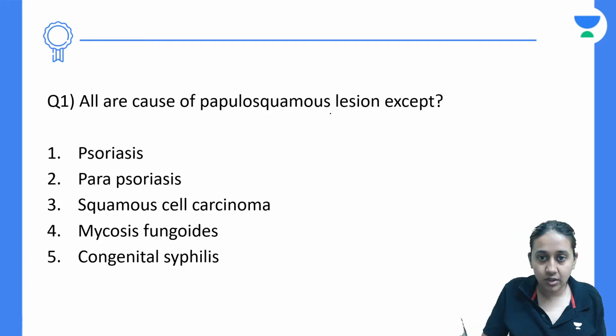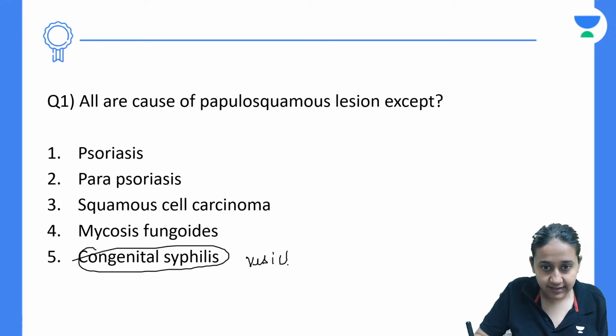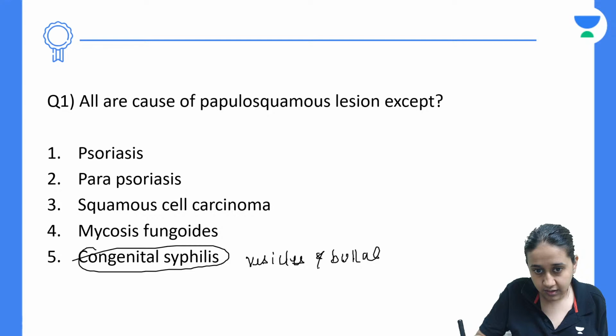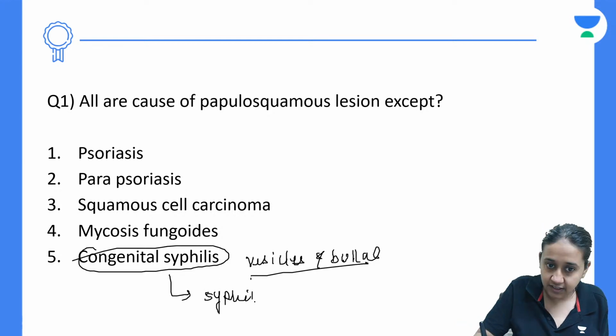What are the causes of papulosquamous lesion? The answer is except congenital syphilis. Congenital syphilis mainly presents with vesicles and bullae, and these lesions of vesicles and bullae of congenital syphilis are called syphilitic pemphigus.